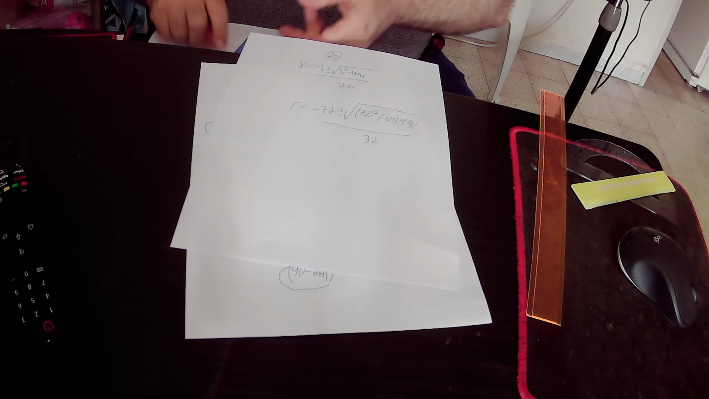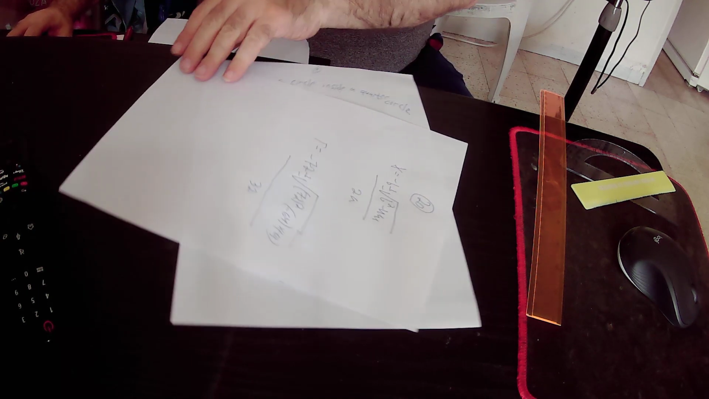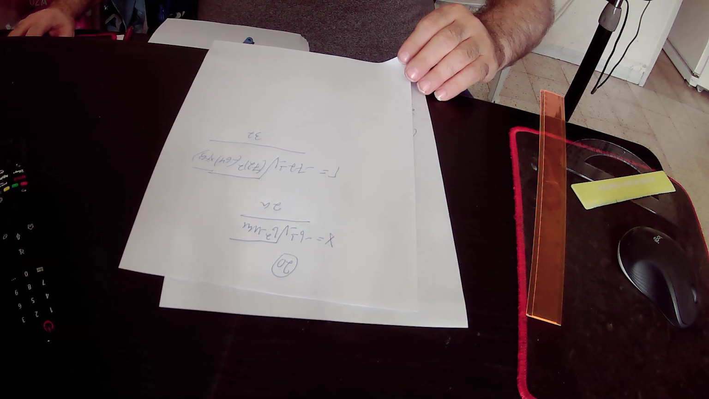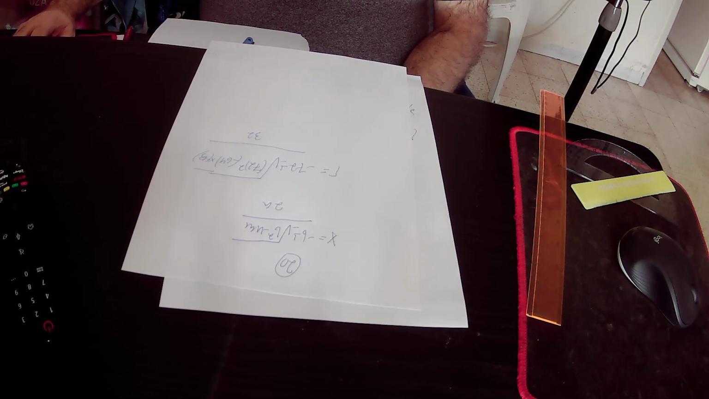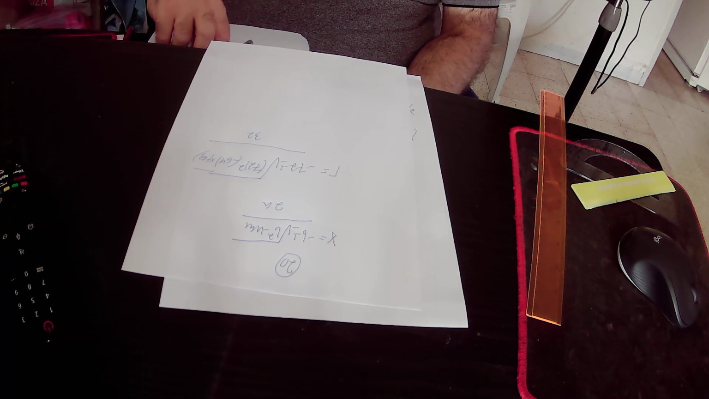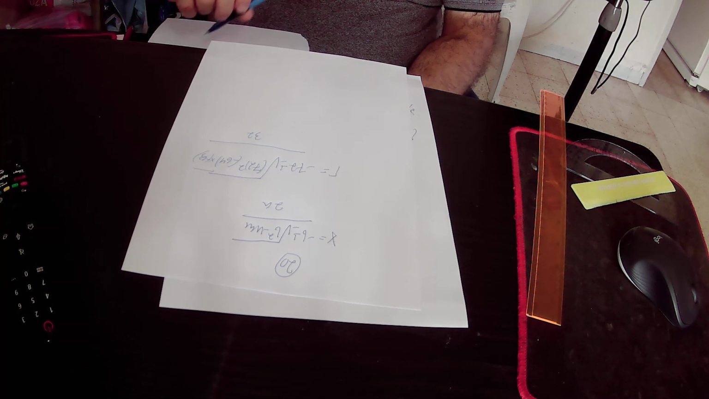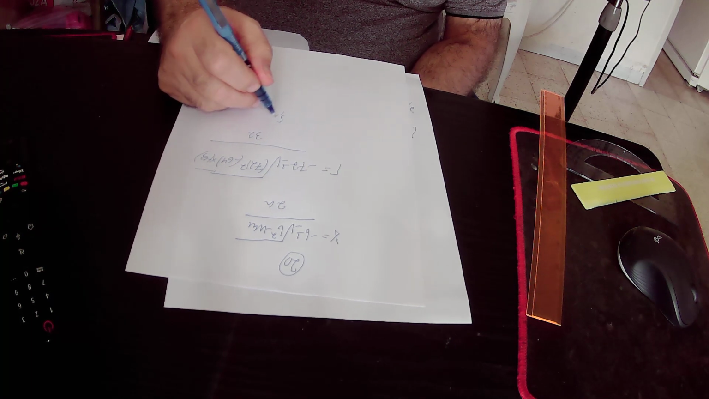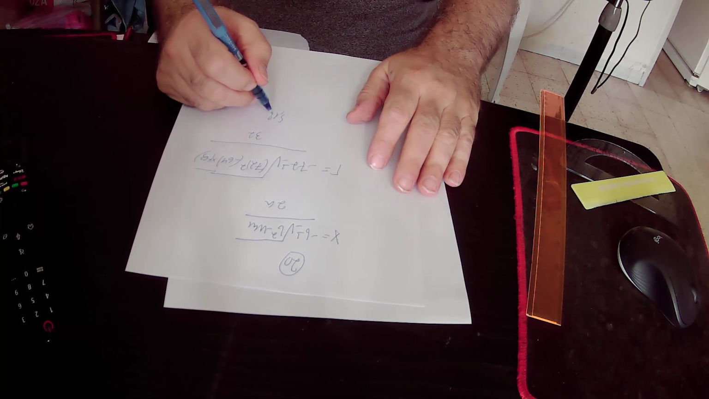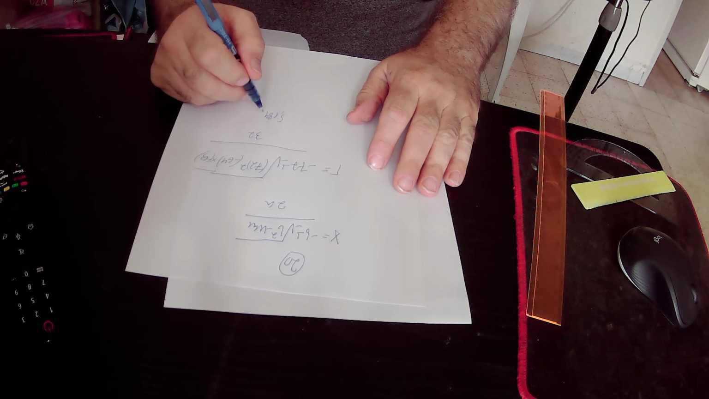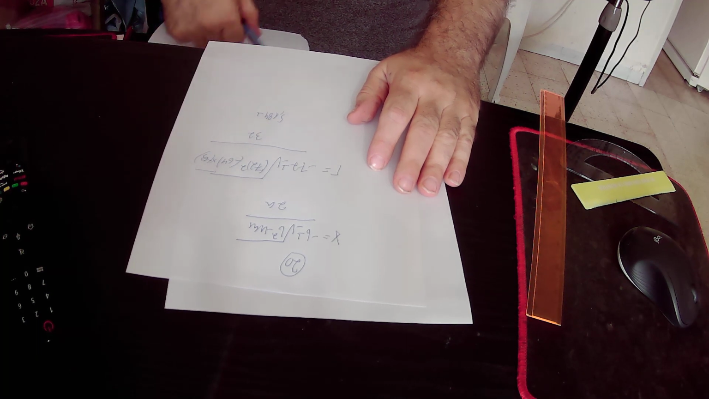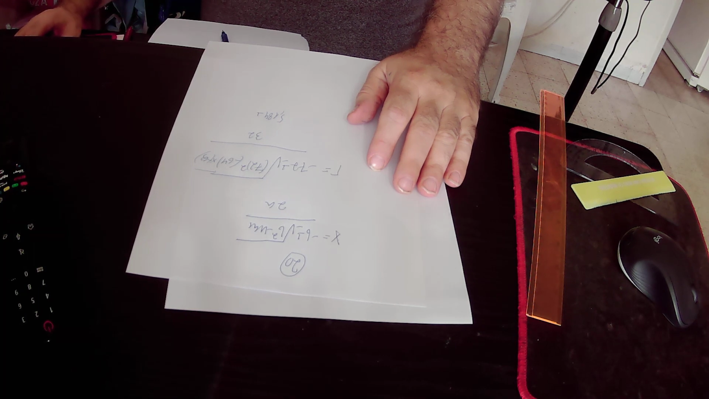Actually, 72 squared is 5,184. And 63 times 64 is 4,032.